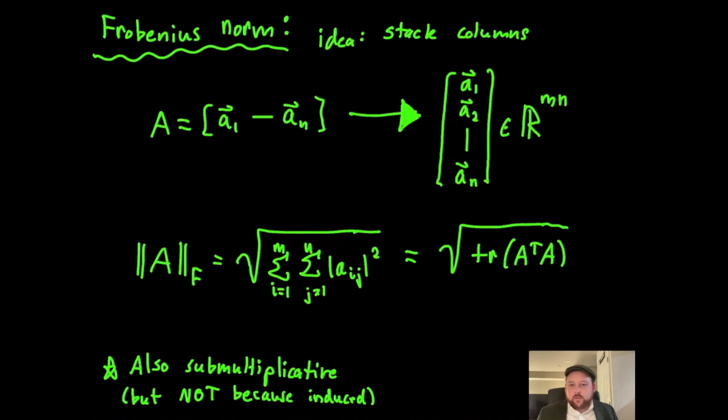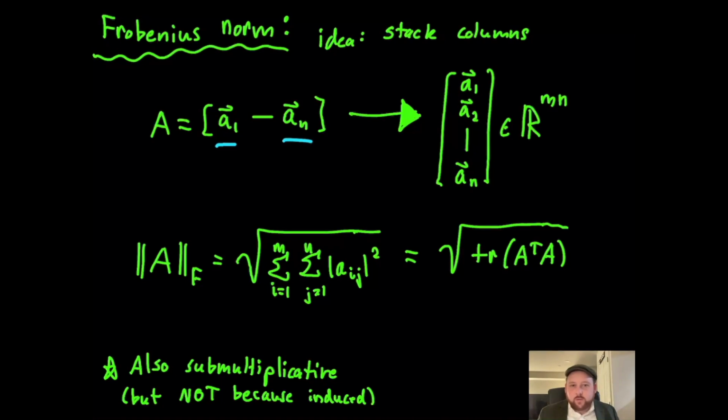All right, now let's talk about an example of a matrix norm that is not an induced matrix norm. We talked about induced matrix norms and how you can build those out of vector norms. But this is an example of a norm that is not built out of a vector norm. The idea of the Frobenius norm is that we take our matrix A and write it again in column vector notation.